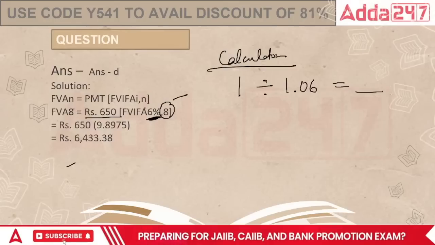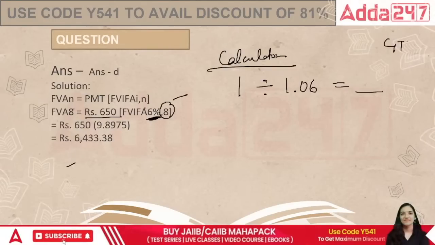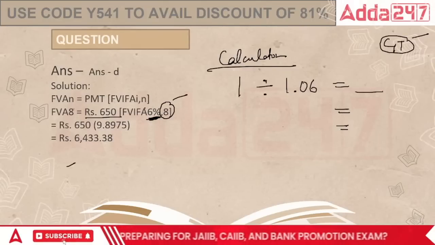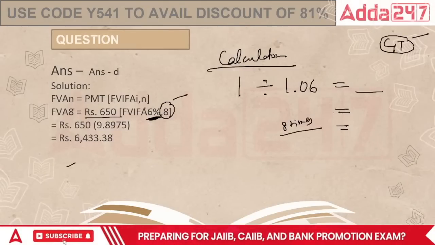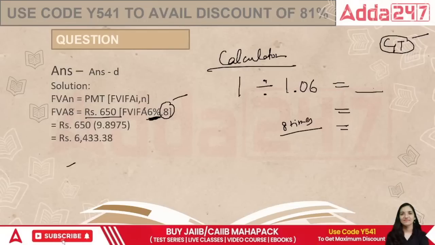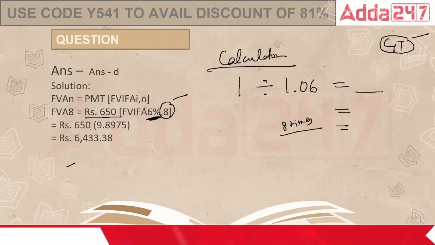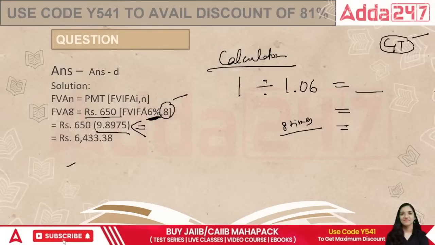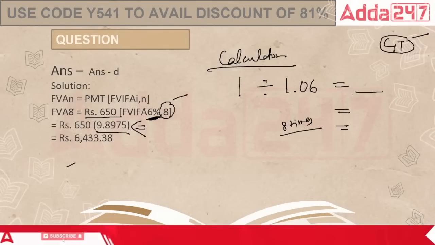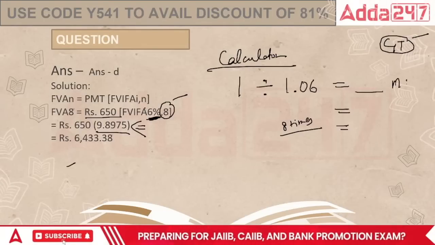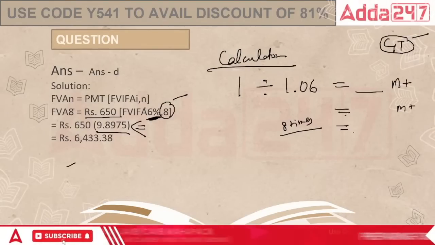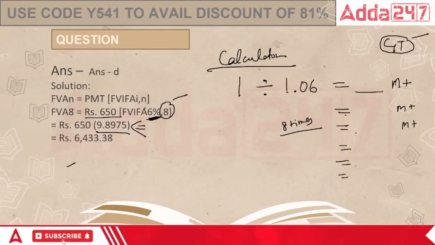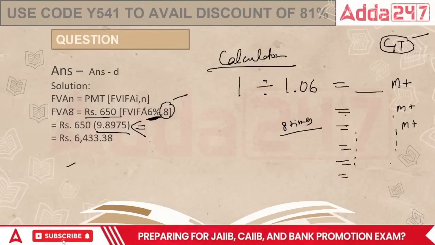If your calculator has a GT function, GT means grand total, just click on equal to 8 times. After clicking on equal to 8 times, click on GT and you will get the 9.8975 figure. Otherwise, if you are not able to use the GT function, then every time you click on equal to, click on memory plus, click on equal to, click on memory plus, and so on. This technique should continue till 8 times.